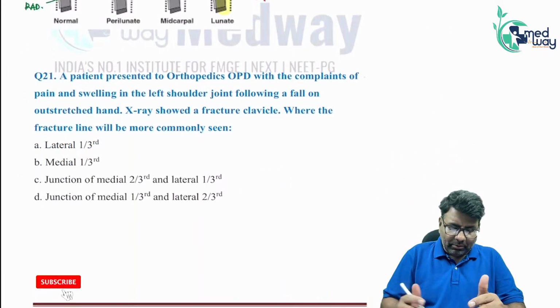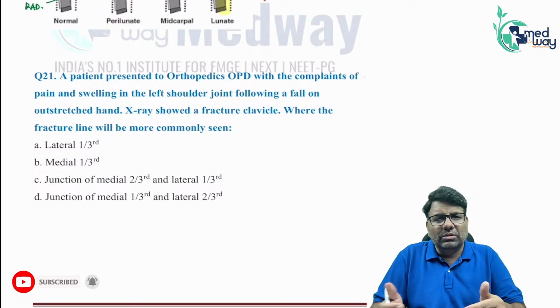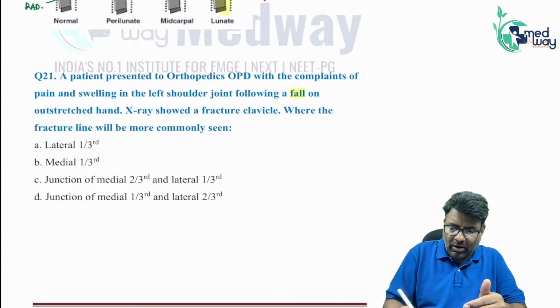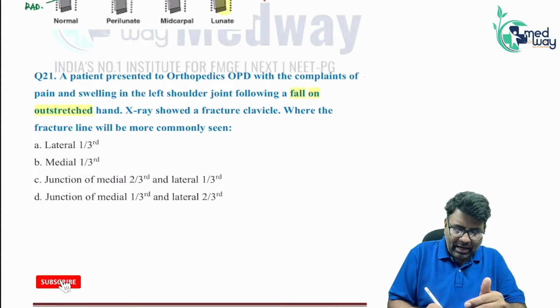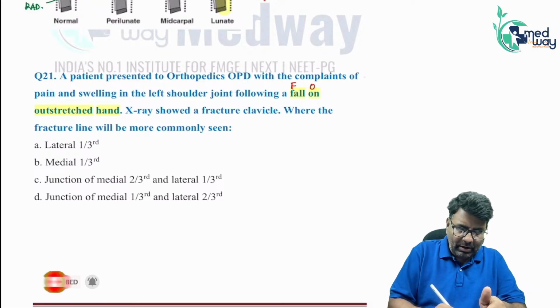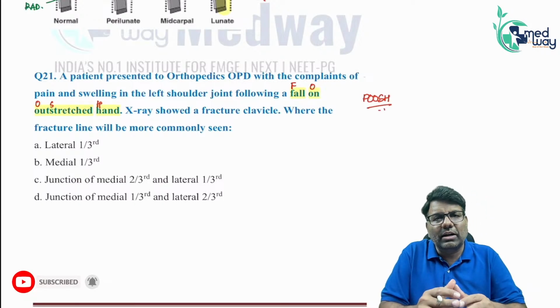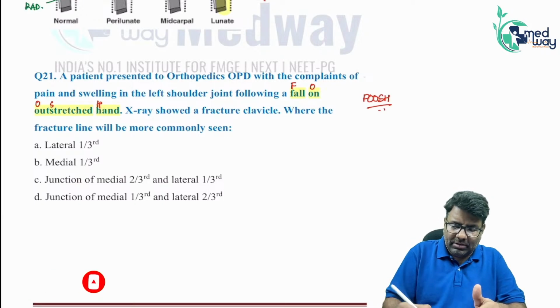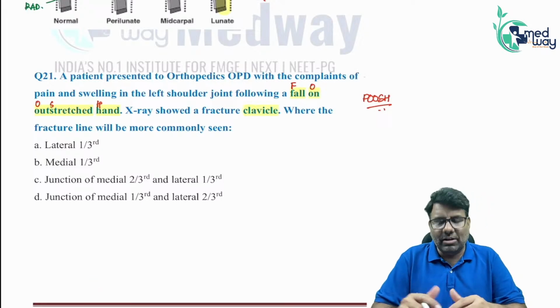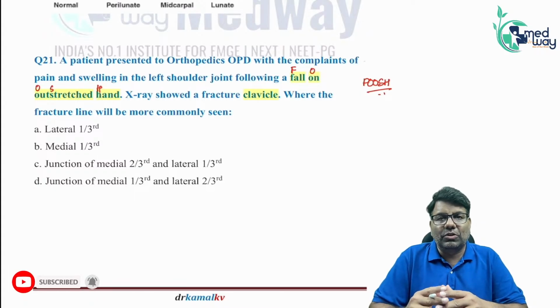Next question. A patient presented with pain and swelling around the shoulder area following a fall on an outstretched hand. So this is what we usually call a push injury, and this is the mechanism for many injuries of the upper limbs. Now on X-ray, we can clearly see there is a fracture of the clavicle. Now we have to answer, what is the most common site of fracture of the clavicle?